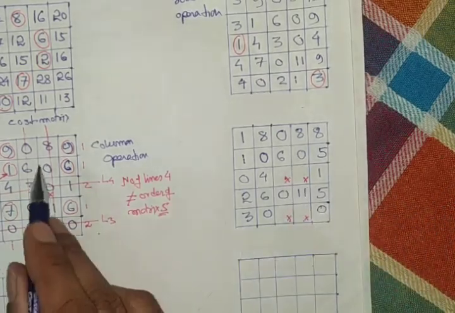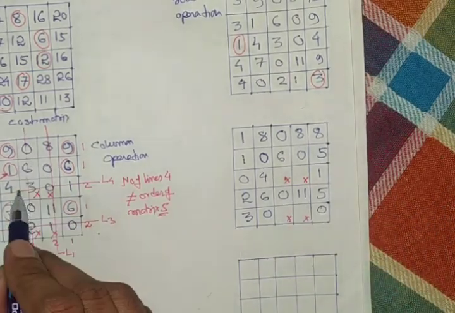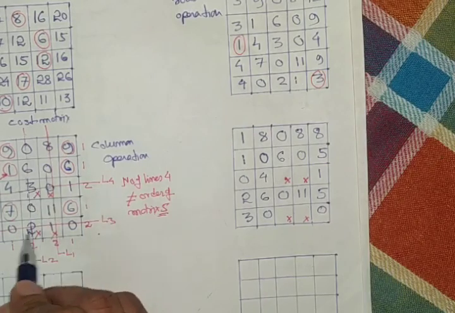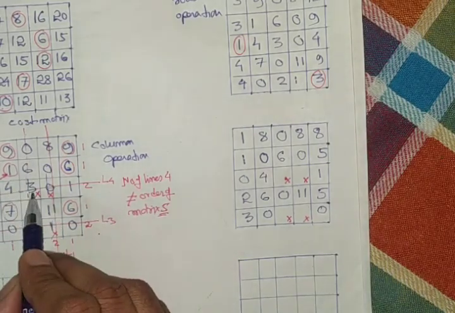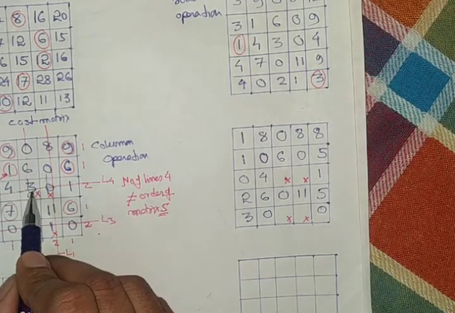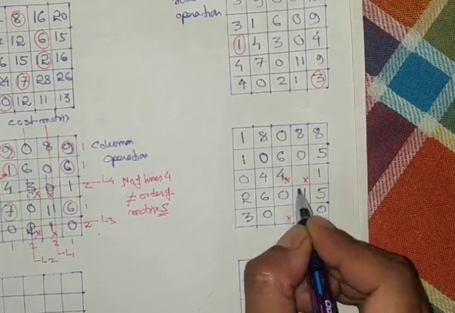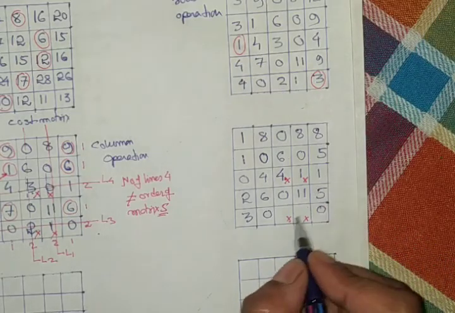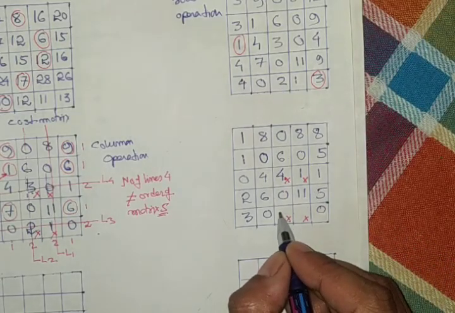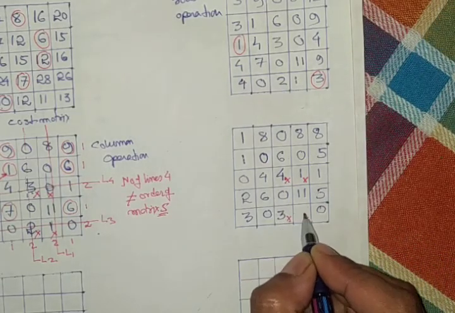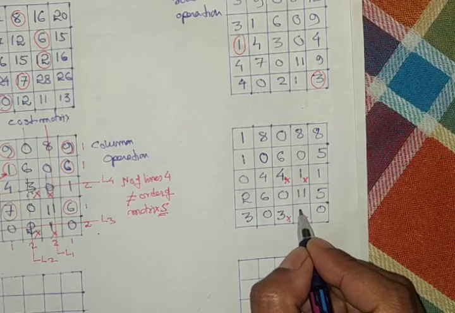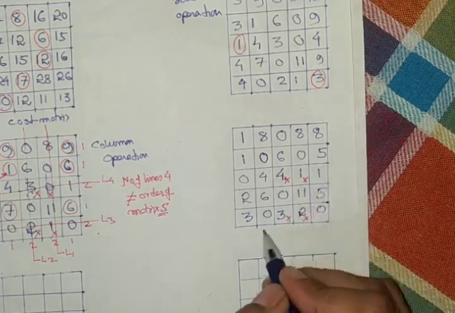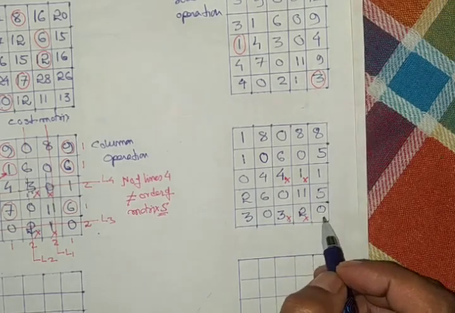And for the element where two lines cross, we have to add 1 to their respective elements. Originally it is 3, so it became 4. It is 0, so it became 1. This one is 2, so 2 plus 1 is 3. It is 1, so 1 plus 1 is 2. So this is the new revised cost matrix.